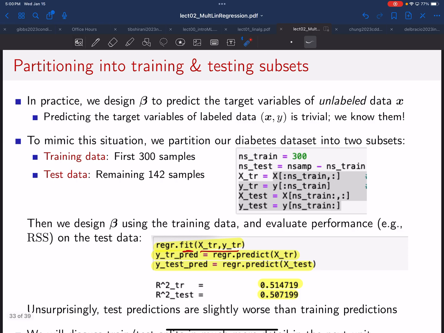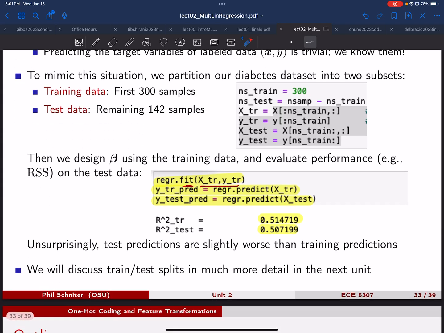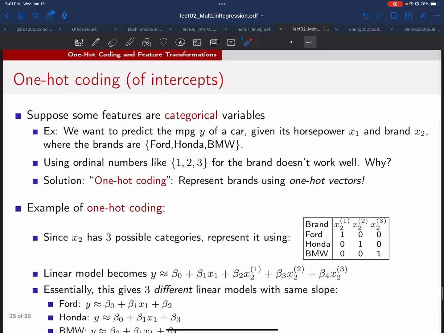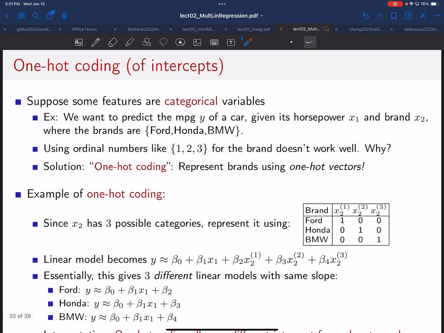Okay, great. Any other questions? All right. So let's briefly talk about one important extension, which happens when some of our features are not typical numerical values. We call them categorical variables.